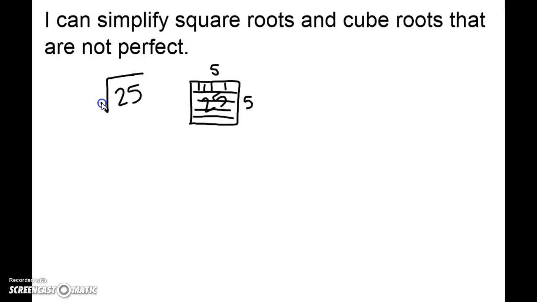Same thing if we were to take the cube root. That's the radical symbol for cube root. The 3 happens to be the index of the root. The symbol is the radical. And the number we are taking the cube root of is called our radicand. So 27 would be our radicand.